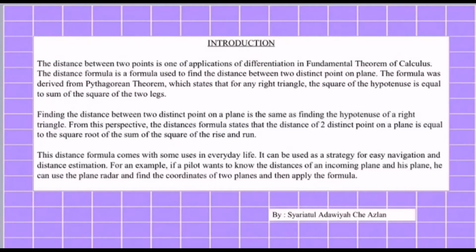This distance formula comes with some uses in everyday life. It can be used as a strategy for easy navigation and distance estimation. For example, if a pilot wants to know the distance of an incoming plane and his plane, he can use the plane radar and find the coordinates of two planes and then apply the formula.